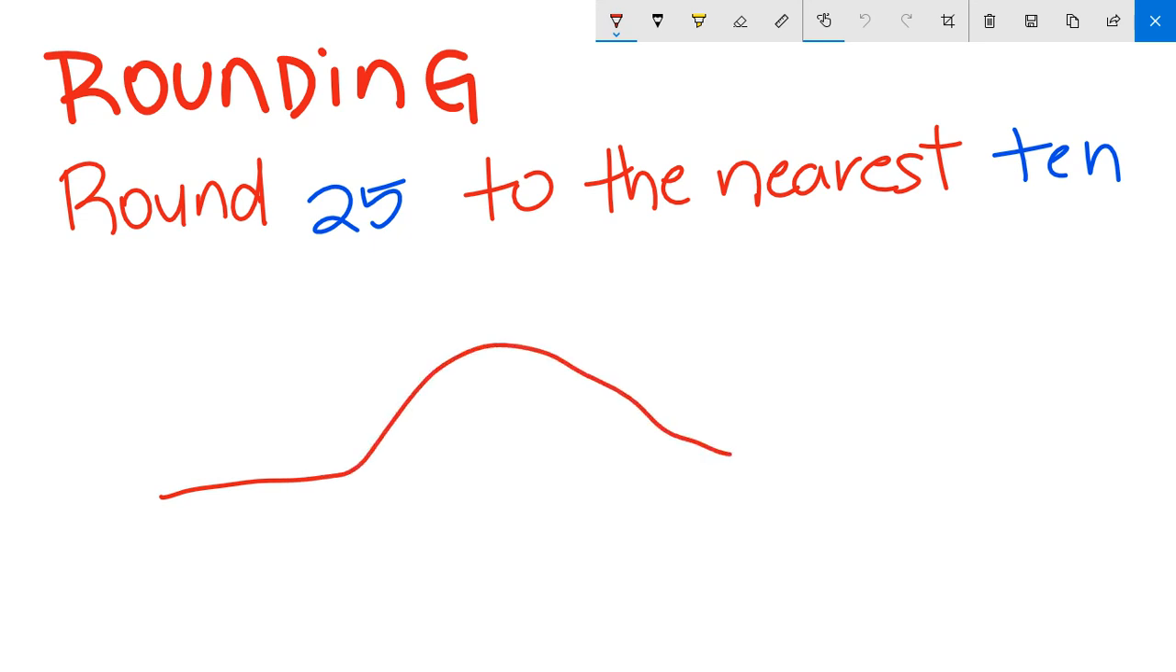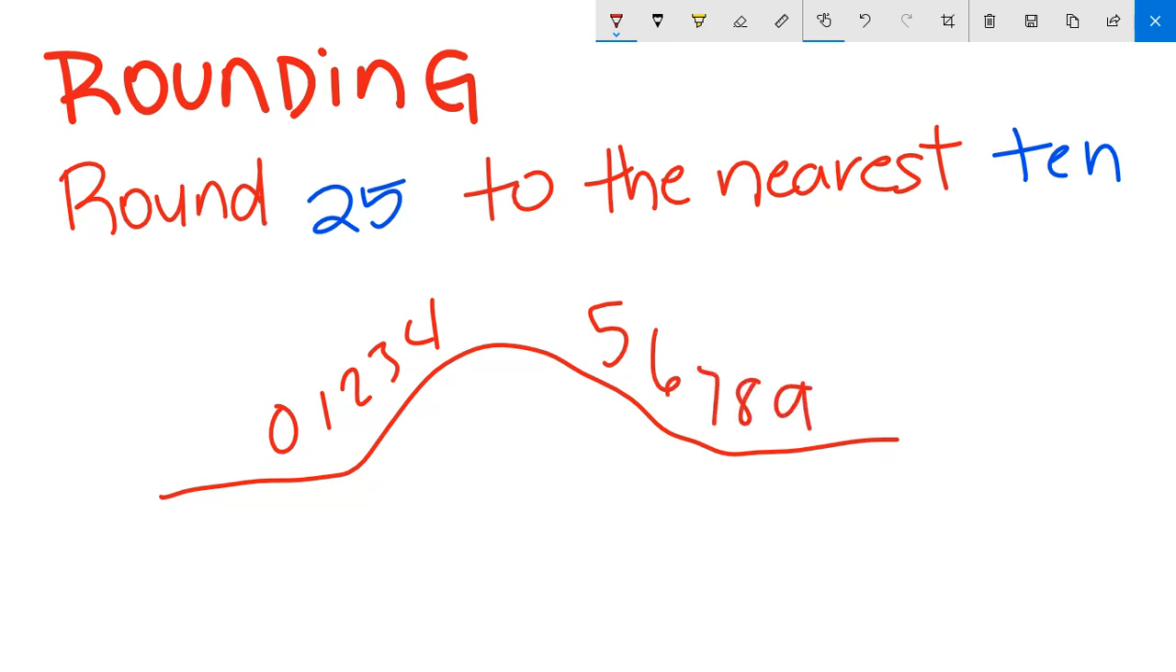And on this hill, I like to put the numbers 0, 1, 2, 3, and 4. And as it goes over the hill, I put 5, 6, 7, 8, and 9, okay? Then I take 25 and I set it right in between, okay?